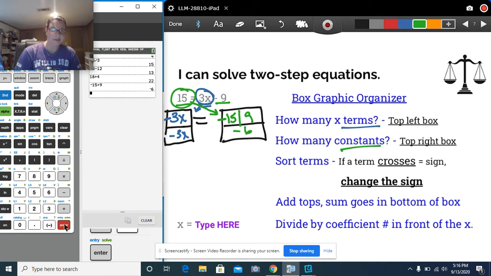Now, I have these two sides to my equal sign. The next thing, that was adding the tops where the sum goes in the bottom. The last thing I do is I divide by the coefficient.